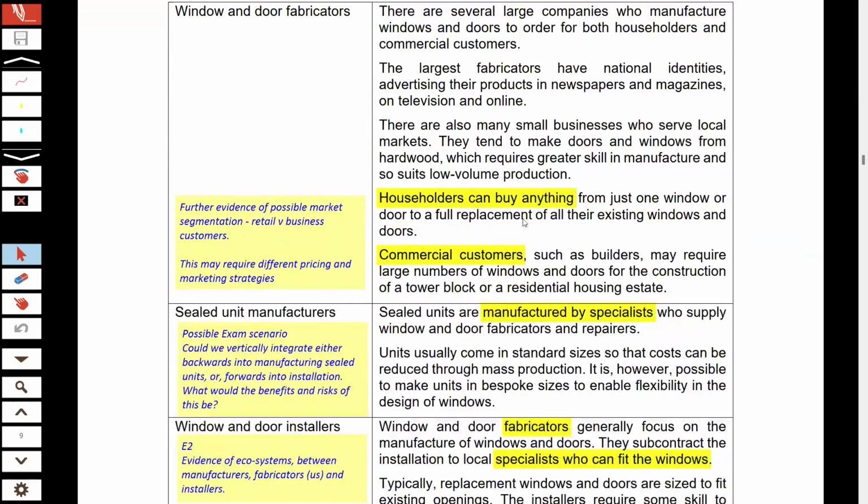Also, it points out here that customers can buy one window or more, and commercial customers, such as builders, could order a large number of windows and doors if they're building a tower block or a residential housing estate. And both of those paragraphs really made me think about capacity management in the factory and effective management of operations in that factory. How is it managed? How are orders communicated to the factory? How does the factory schedule those? Do we find that big orders from a builder might cause delays in the processing and production of windows and doors for our residential customers? Does that cause problems? How do we manage this?